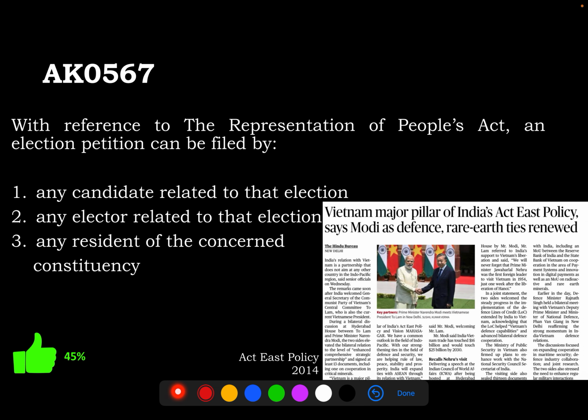Then, with reference to the Representation of the People Act, an election petition can be filed by candidate, elector, resident. So this is where Section 81 of the RPA 1951 comes in the picture. And also as a general principle of every election, remember, only the interested parties of an election can file an election petition.